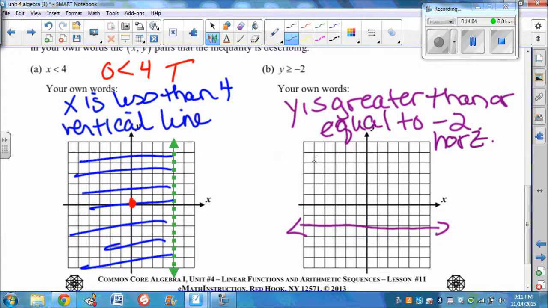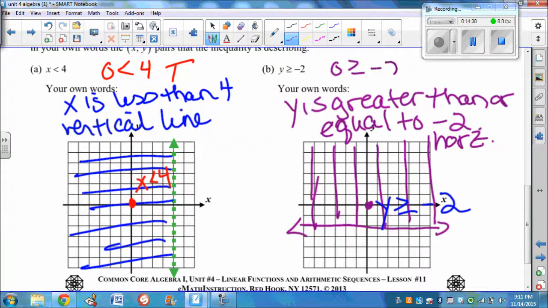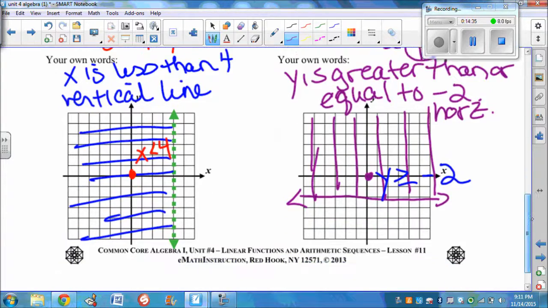Y is greater than, where are all the values of y greater than? They're above that line. Oh, by the way, we should label these, and you always label on the solution side, because that's what you're labeling. You're labeling the solution set. X is less than 4. And again, pick a point. If you can, pick that (0, 0), just because it's easy. Is 0 greater than or equal to negative 2? And that's true. Okay, so you've picked a point in that region.